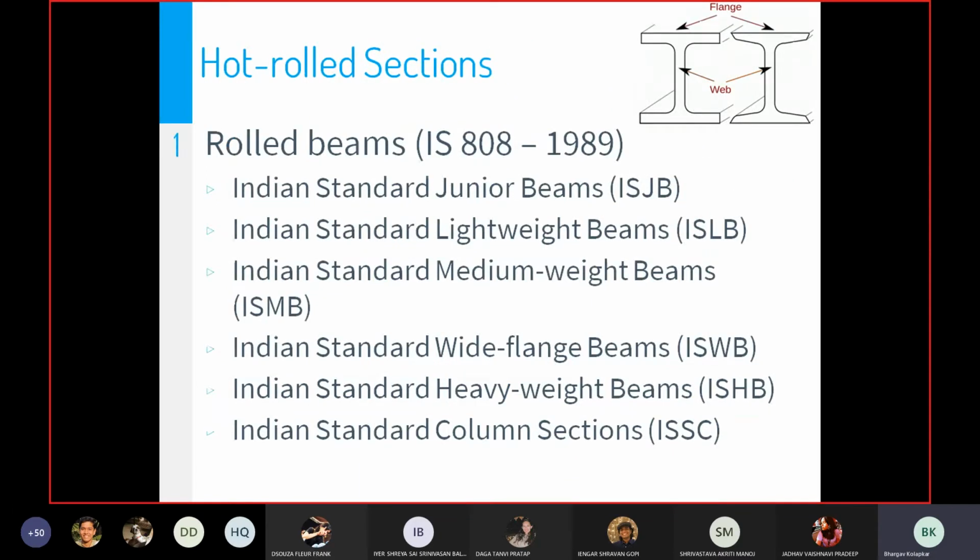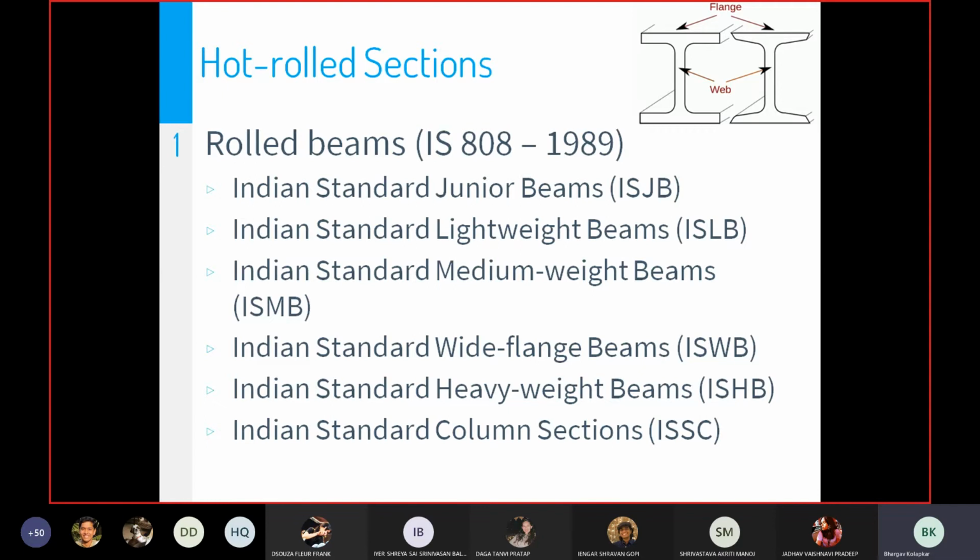Then under the category of hot rolled sections, the most commonly used section is an I section, which is also called a rolled beam. Now there are different types depending upon the aspect ratio of that beam: what is the width of the flange, what is the depth of the web, what is the relative ratio. So in general, on the basis of the section and the resulting weight, I sections are categorized as Indian Standard Junior Beams, abbreviated as ISJB, Indian Standard Lightweight Beams, Medium Weight Beams, Wide Flange Beams, Heavyweight Beams, and so on.